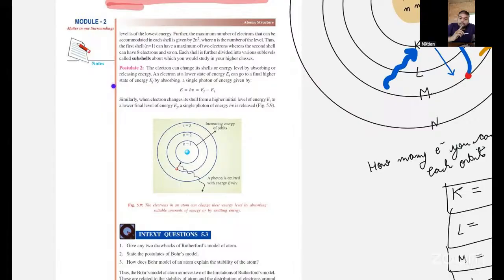Postulate 2. The electron can change its shell or energy level by absorbing or releasing energy. An electron at a lower state of energy Ei can go to a final higher state of energy Ef by absorbing a single photon of energy given by E equals hν equals Ef minus Ei. Ef is the final position, Ei is the initial position.